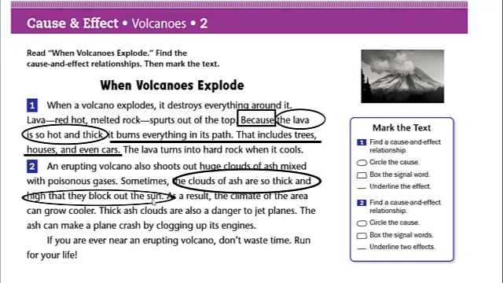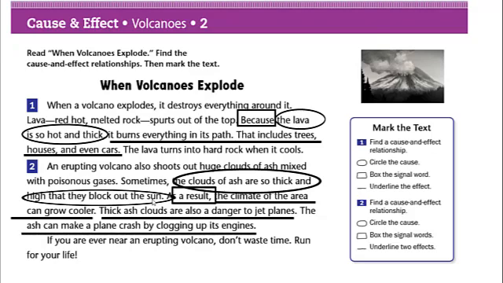The cause is that the clouds of ash are so thick and high that they block out the sun. So where's the signal word? As a result. So because these clouds are so thick and high and they block out the sun, there are two effects. The climate of the area can grow colder, and these big, thick ash clouds are so dangerous to jet planes, and these planes can crash because that thick ash can clog up its engines. So there you go. There are some cause and effect relationships.